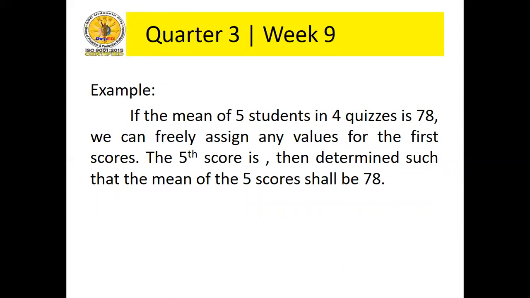Example, if the mean of the 5 students in 4 quizzes is 78, we can freely assign any values for the first scores. Then the fifth score is determined such that the mean of the 5 scores shall be 75.